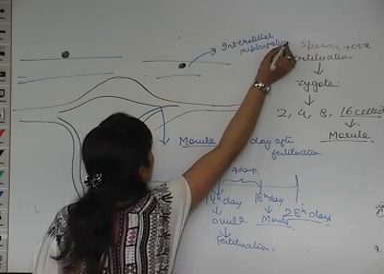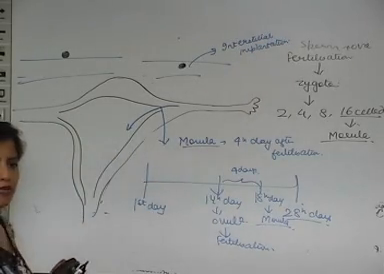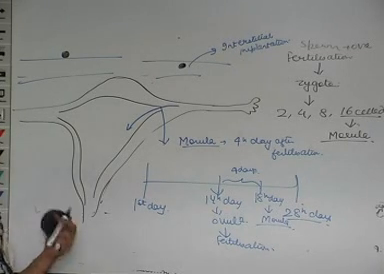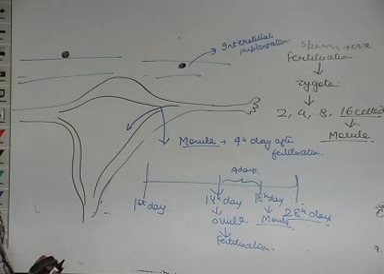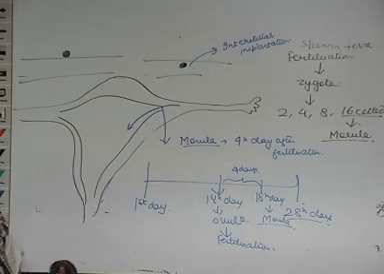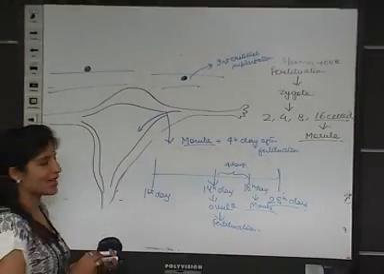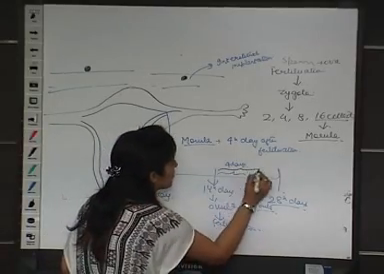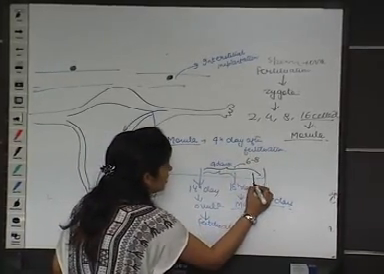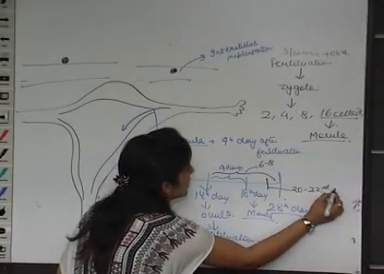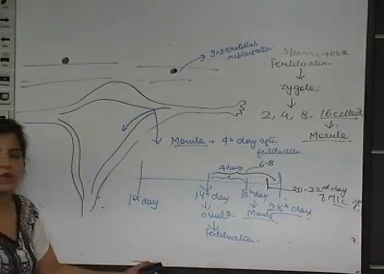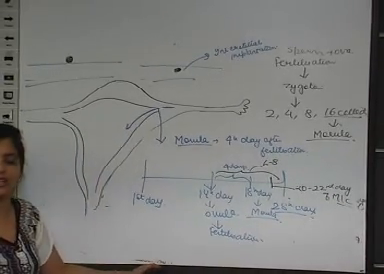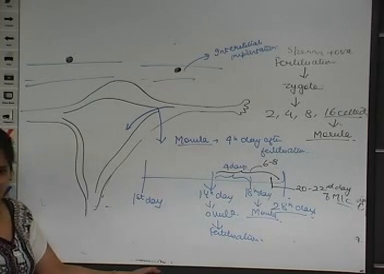The questions which they ask on implantation are: number 1, what is the type of implantation which occurs in human beings? As I told you, it is interstitial implantation. Second question which they ask is, on which day does implantation occur? Implantation occurs 6 to 8 days after fertilization. Again, 6 to 8 days after fertilization means 20 to 22nd day of menstrual cycle. So implantation will occur between the 20th to 22nd day of the cycle, and that is called the window of implantation.